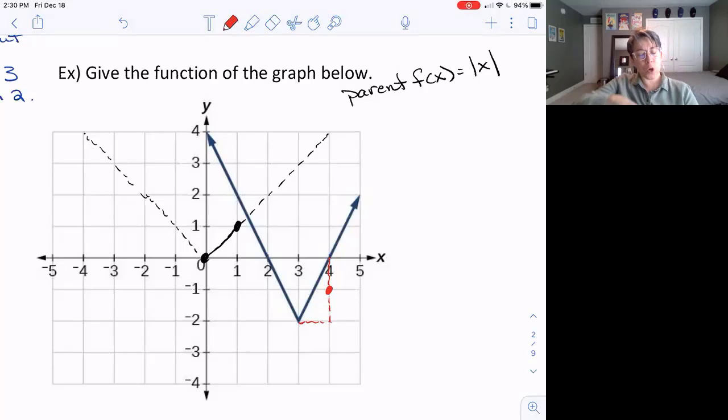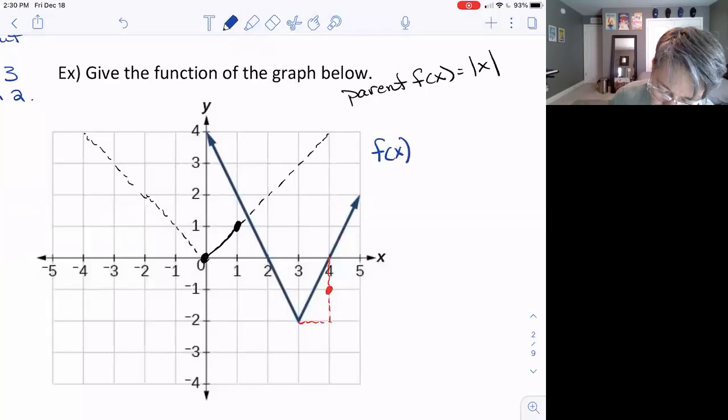So instead of going to 1, it's going up 2. That means we've stretched the y values, because it's going upwards, we've stretched the y values by a factor of 2. So in our new function, we have a 2 being multiplied by the entire original function. I'm not finishing that absolute value because we might be doing more manipulation.